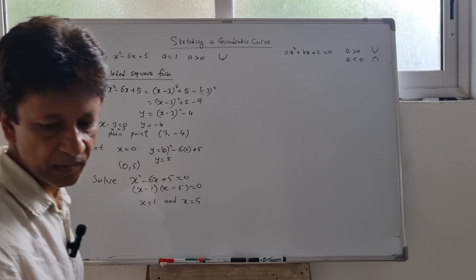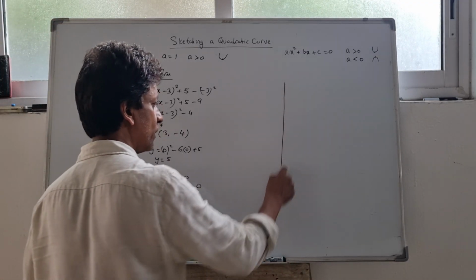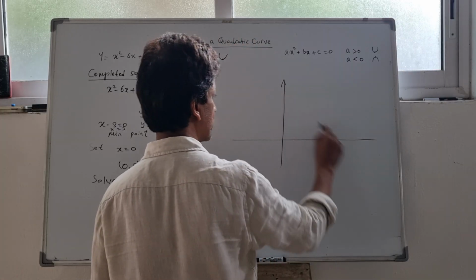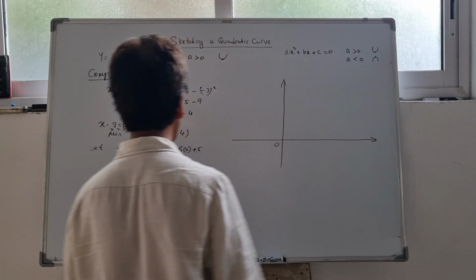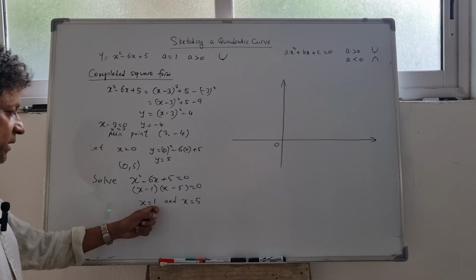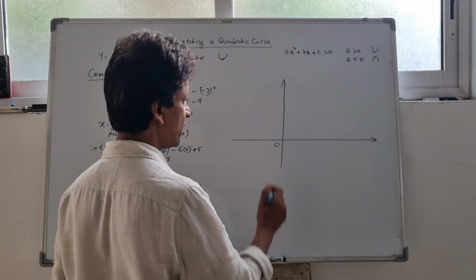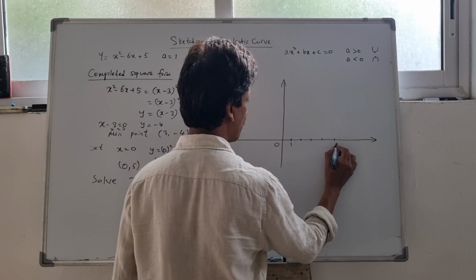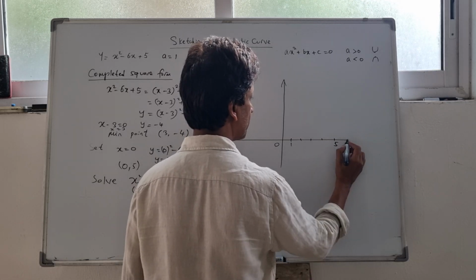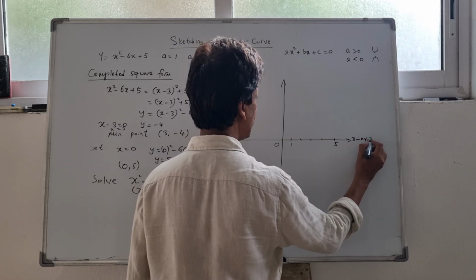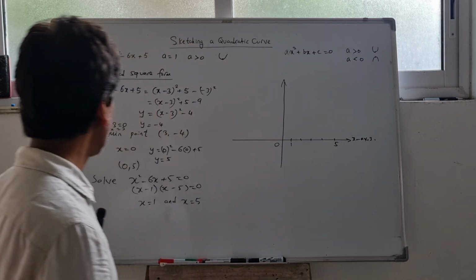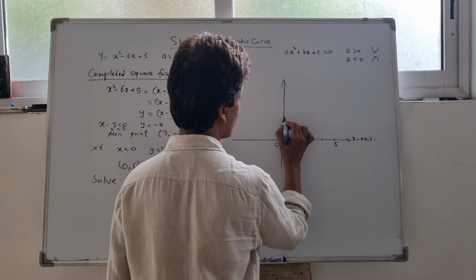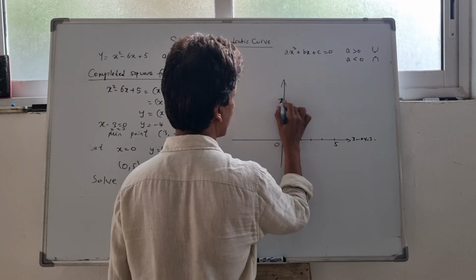So now we're going to try and just sketch our graph. This is not accurate, so bear with me. We know it's going to cross the x-axis at 1 and 5. So let's say 1 is somewhere here. 2, 3, 4, 5. Okay, so here we are. It's going to cross the y-axis at 5. So 1, 2, 3, 4, 5.